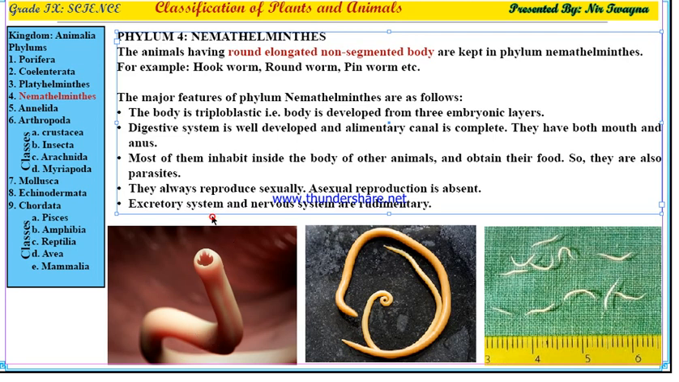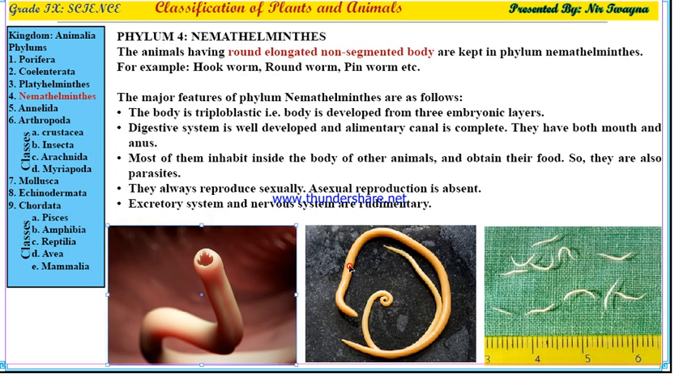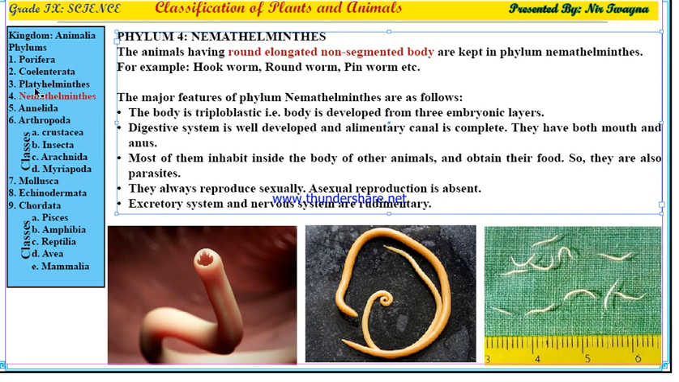Okay, and then excretory system and nervous system are rudimentary. Now see, excretory system and nervous system also begin to form in Nemathelminthes. Although they are rudimentary, means at initial phase, not so much developed, but nonetheless they are present. They are present from Nemathelminthes. Got it? That's why Nemathelminthes is more advanced than Platyhelminthes.